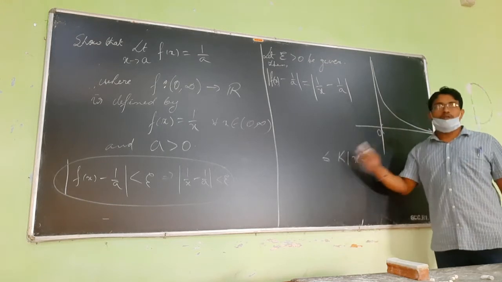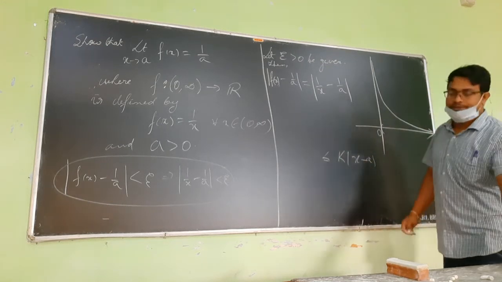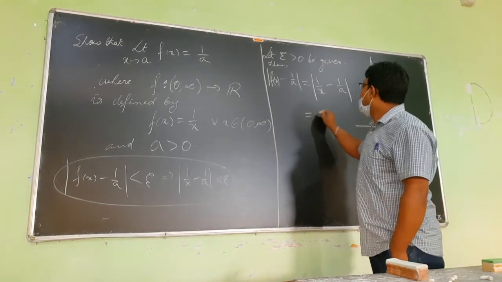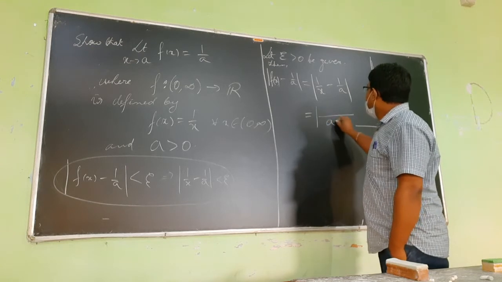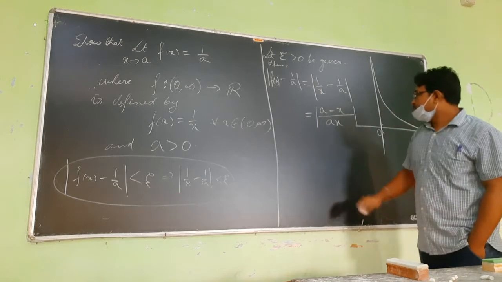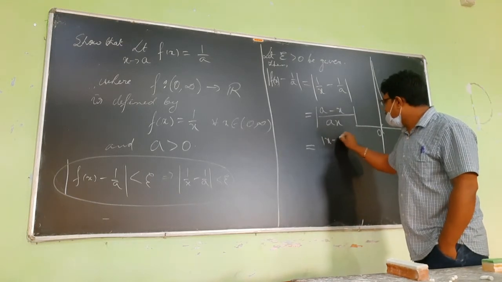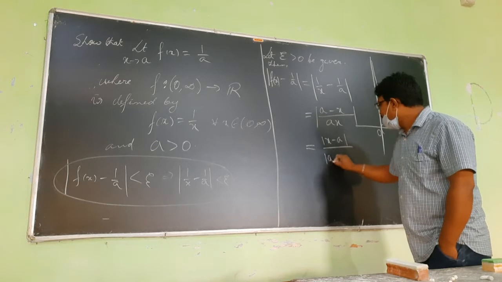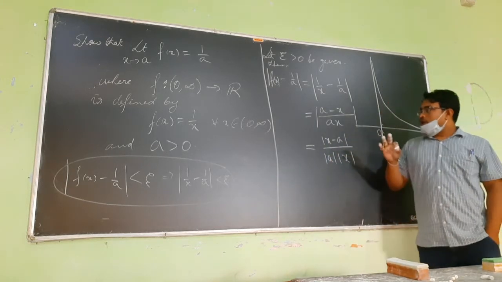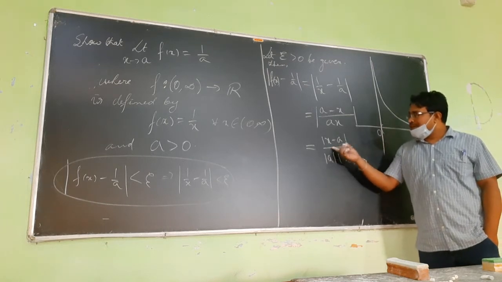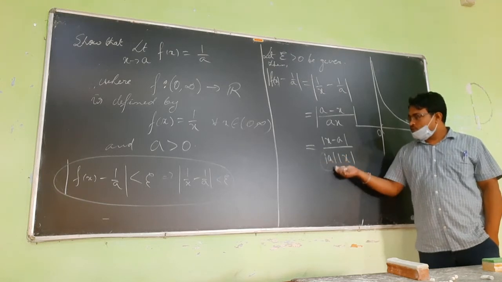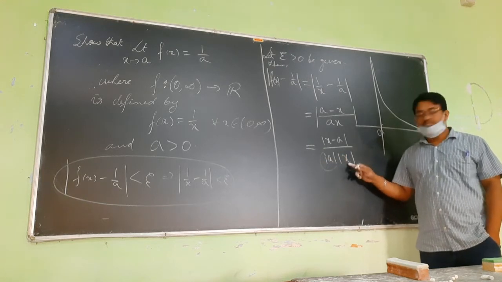We have to find some bound, that k. Okay, so how to simplify this? We can simplify this way: a minus x over a x. So this can be written as mod of x minus a divided by mod a multiplied with mod x. Okay, mod of x minus a, we want this, it is there. We need a constant, this constant is also there, but the problem is with this x.